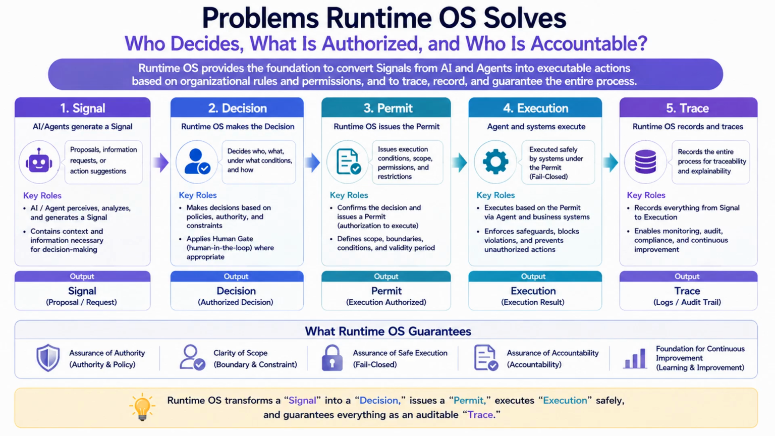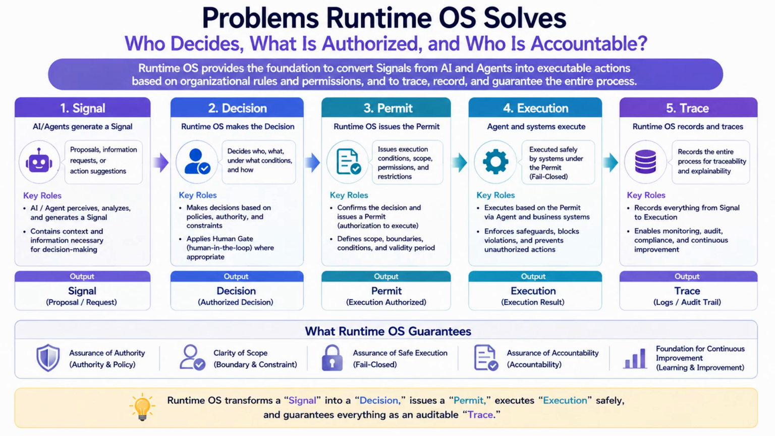Runtime OS then issues a permit based on that decision. The permit defines conditions such as the authorized target, operation, scope, and expiration. Agents and enterprise systems are allowed to execute actions only within those defined limits. If an action attempts to cross those boundaries, the system fails closed and stops execution.